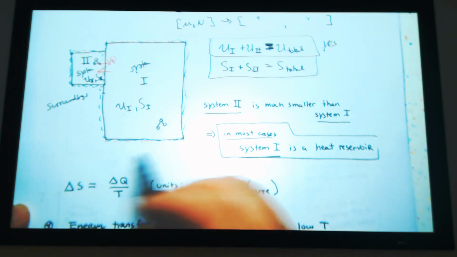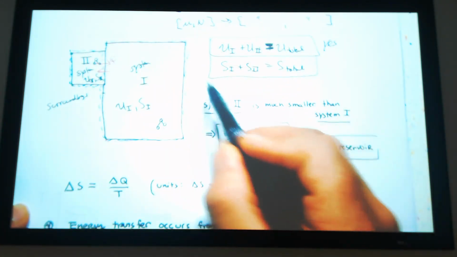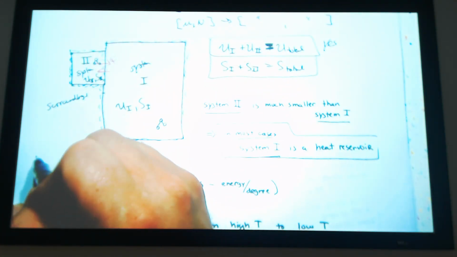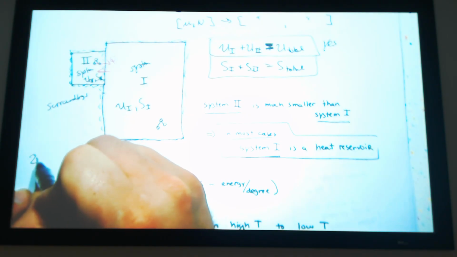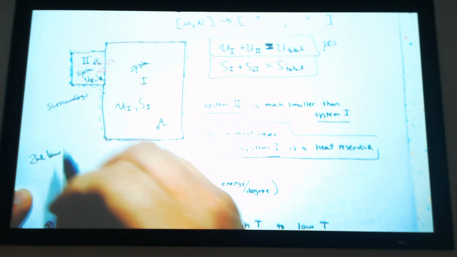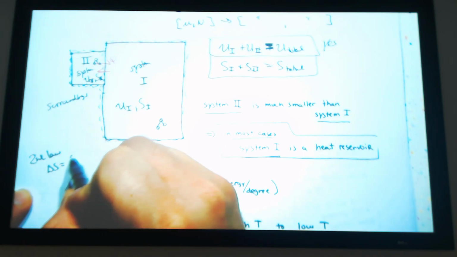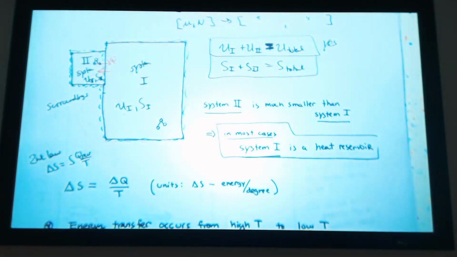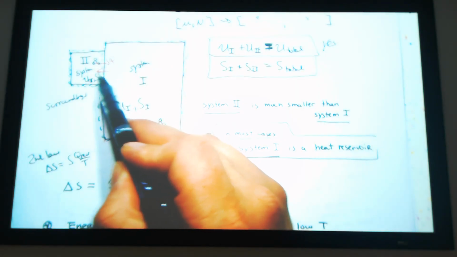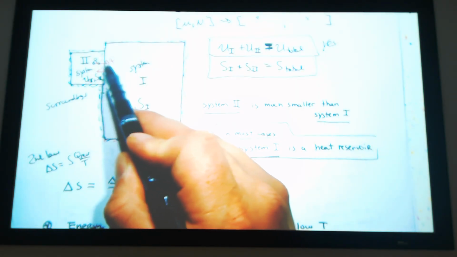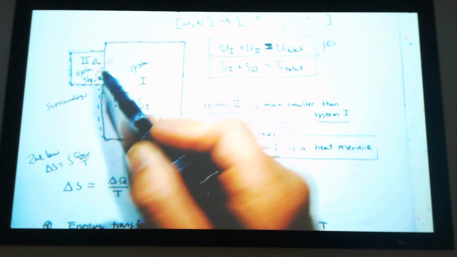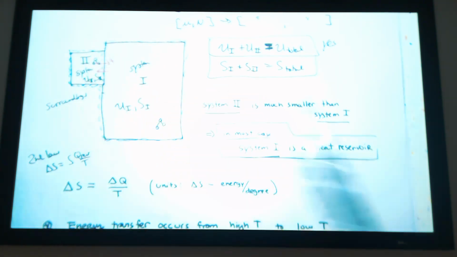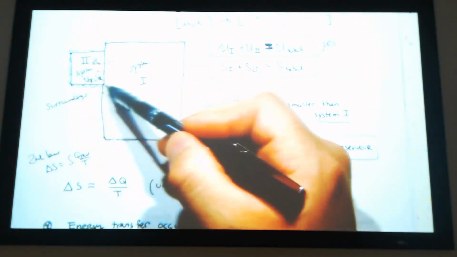So now, related to entropy being additive, let's write out the second law. So I have delta S is equal to the integral of Q reversible over T. So I can have some heat exchange. Now, let's say system 2 doesn't have any mass coming in and out.